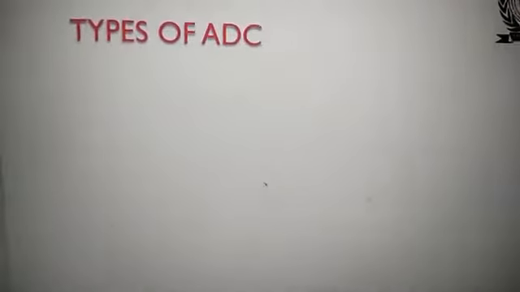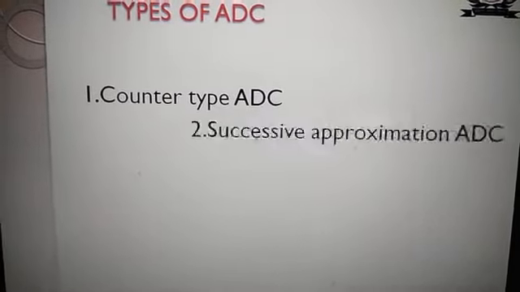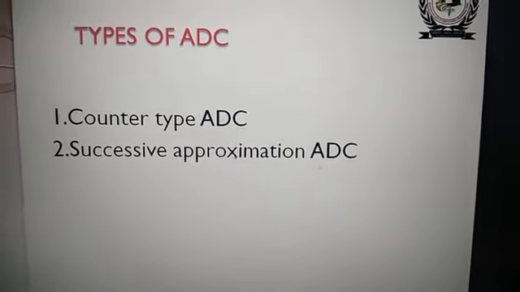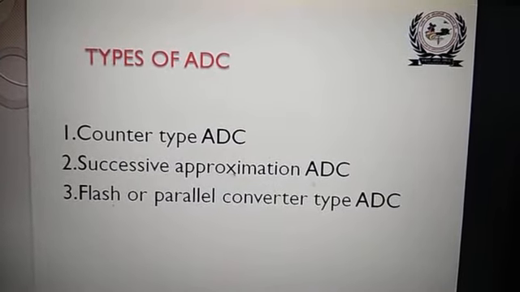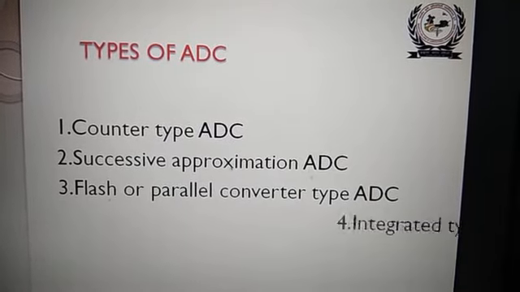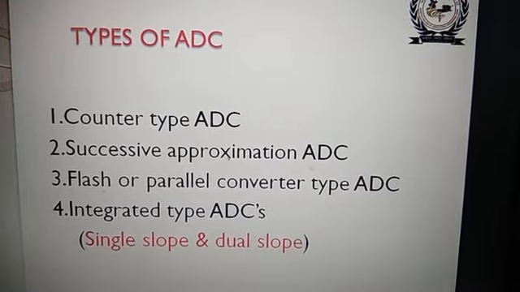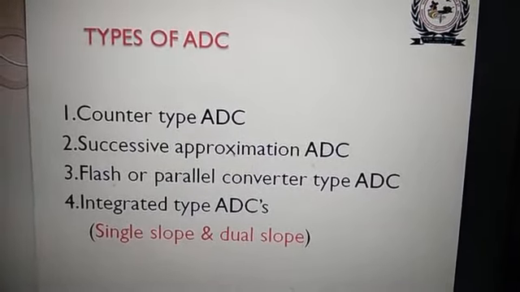Then the types of ADC. Number 1 is counter type ADC. Number 2 is successive approximation ADC, which is in your syllabus. Particularly, the name is given in the syllabus: successive approximation ADC. Then flash or parallel converter type ADC, this is also in your syllabus. Then integrating type ADCs, single slope and dual slope integrating type ADCs. So these are the A to D converters, from which we will first see the counter type ADC.